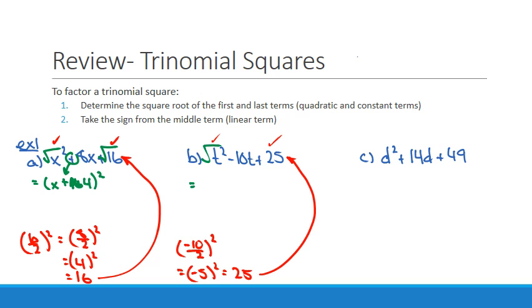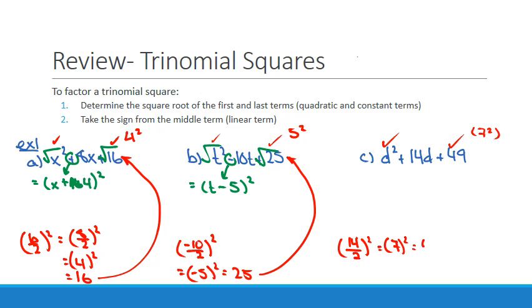So to factor it, it's going to be t, and the square root of 25 is 5. And then I take the middle sign, so t minus 5 squared. One more. d squared is a perfect square. 49 is a perfect square. If you're wondering why those are perfect squares, 49 can also be 7 squared, 25 can be 5 squared, 16 can be 4 squared. So those are perfect squares. So my calculation now, 14 divided by 2 squared equals 7 squared equals 49.